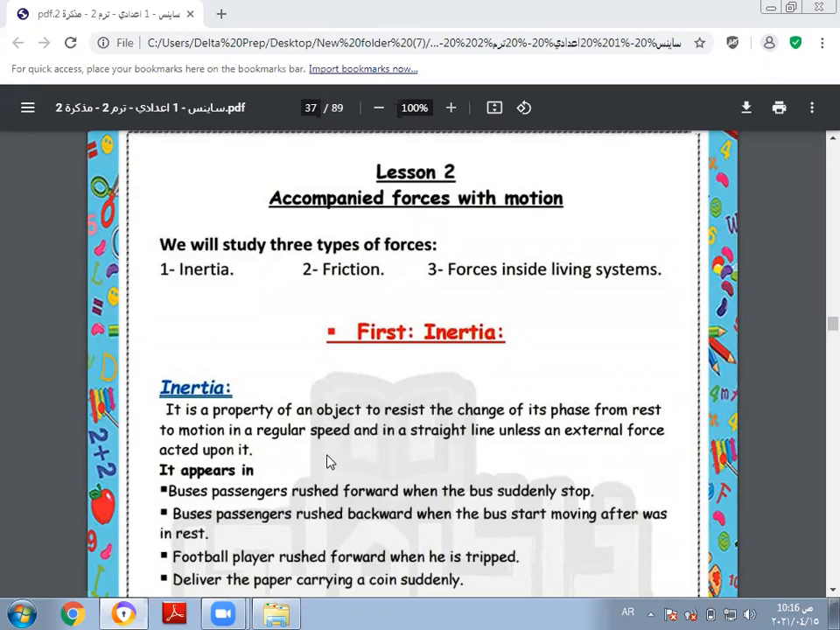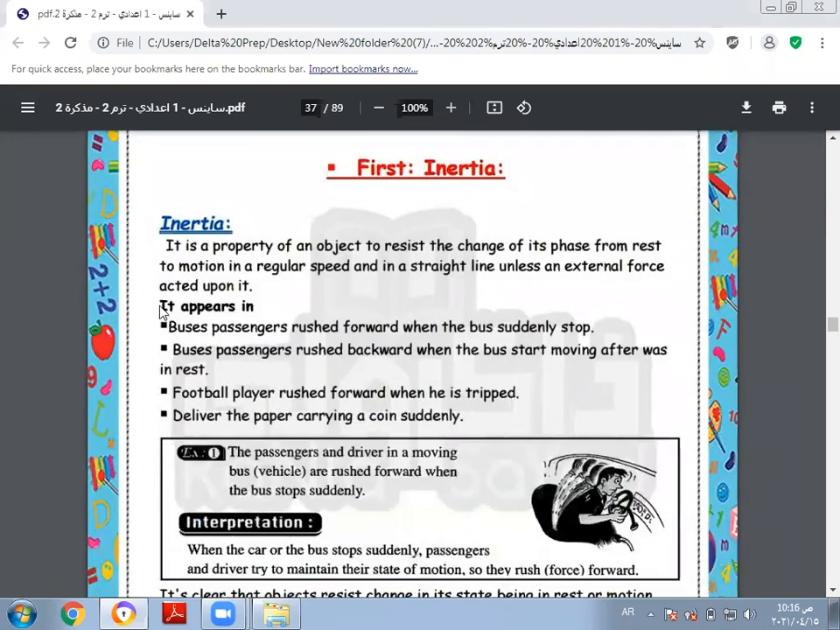What are the examples on the force of inertia, or where does it appear? Number 1: bus passengers rush forward when the bus suddenly stops. When the bus is in motion and stops suddenly, the passengers in it rushed forward. A question may come here: give reason. The answer is due to inertia for the passenger and the driver. It makes them resist the sudden stopping of the vehicle to maintain the state of motion. So they rush forward.